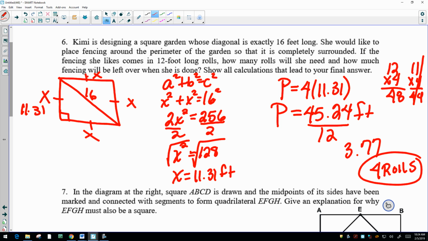Oh, I didn't finish it. What does it say? How much would be left over when she's done? What is it? 3.24 feet would be left over? Yes, I will go with that. Thank you. Because we know if we have 4 rolls, I have 48 total feet. So I would have to subtract that out, and that would get me how much is left over. Okay.